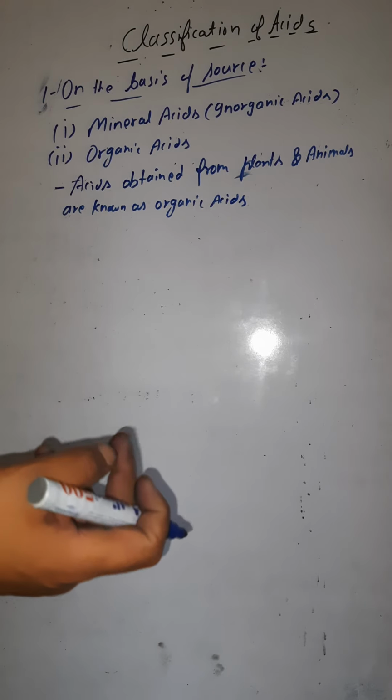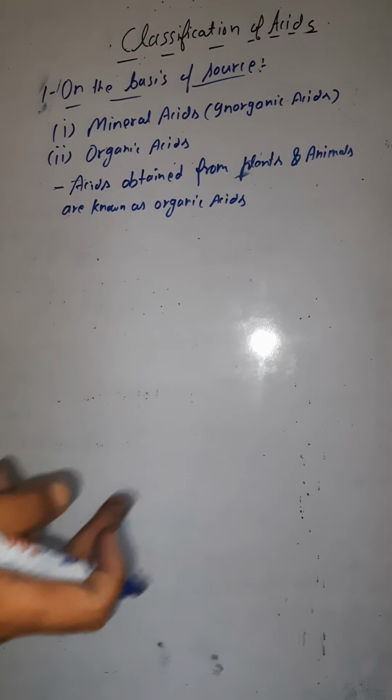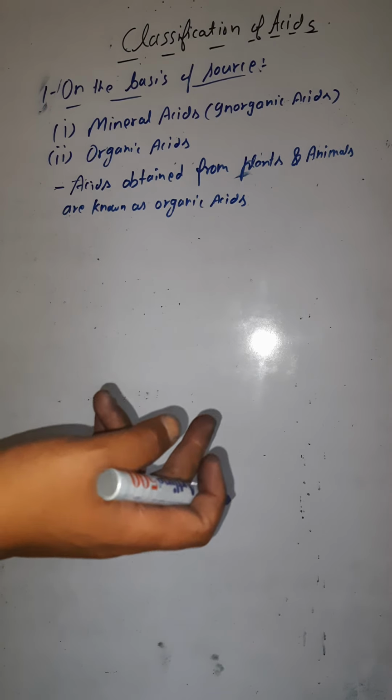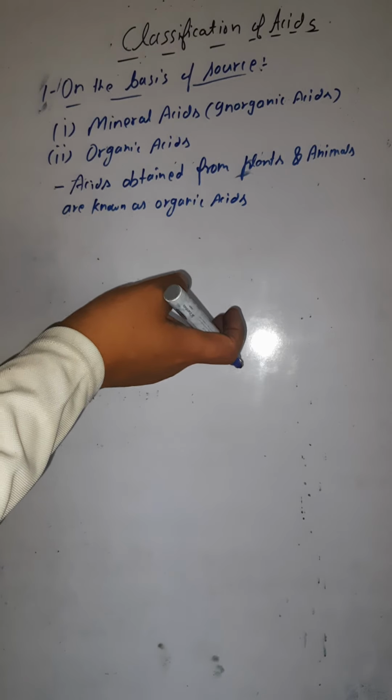Then in vinegar, and in pickle also, you would find acetic acid. Then in case of amla, the fruit that you are eating, you have ascorbic acid. So these are some acids which you would find in different organic acids. Let me write all those here.